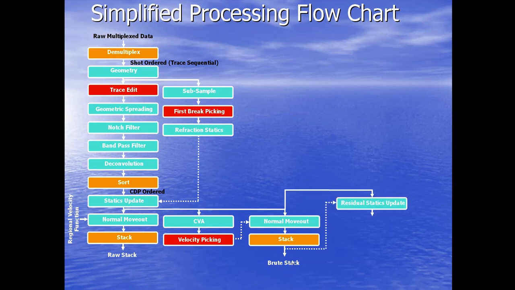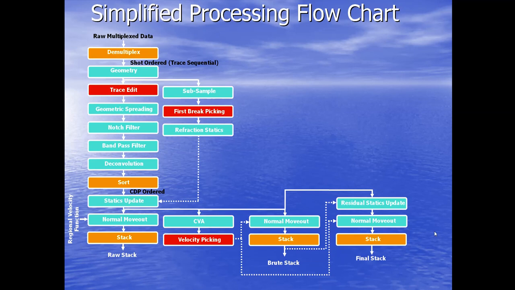Then also what we can do is, from before the brute stack, we can go to the residual static update, and also use the input from the velocity picking to do the NMO correction. Then we do the final stack. Then the final stack will go for migration, and the final migration will be done for the migrated stack.